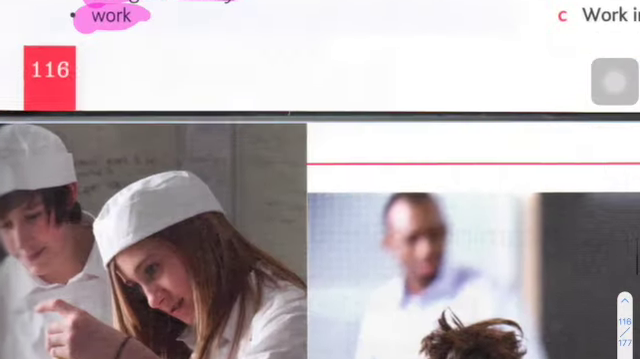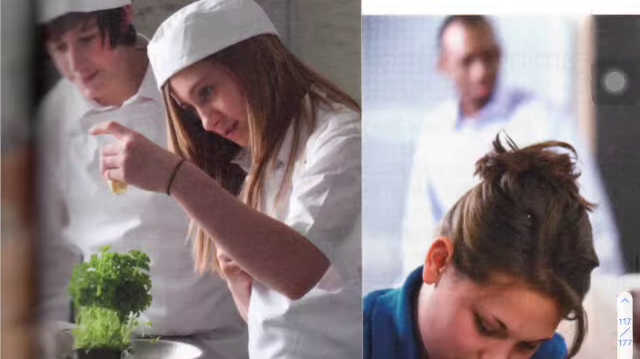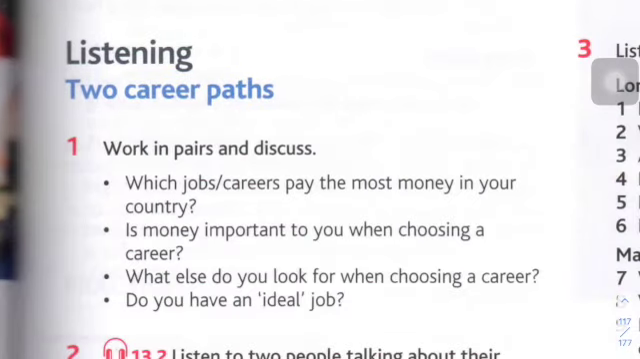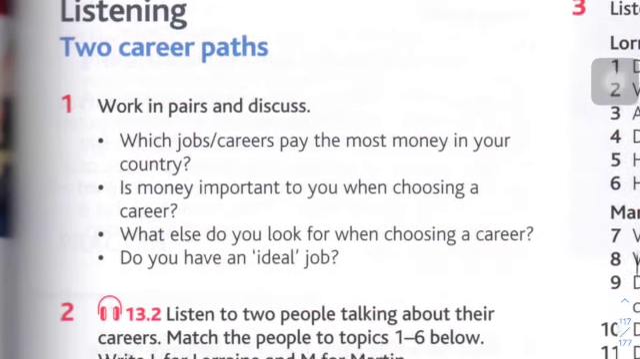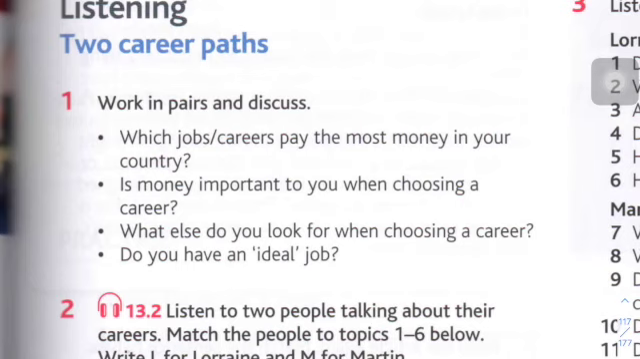Okay, yes, this is all for exercise number 3. Now we'll continue with the listening exercise. Okay, so for the listening, we are going to do these questions first. It says, working people discuss which jobs, careers pay the most money in Colombia.